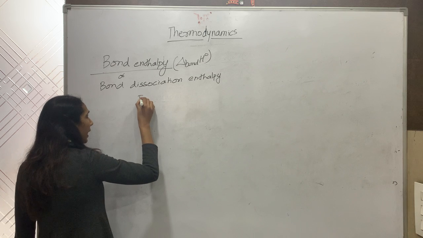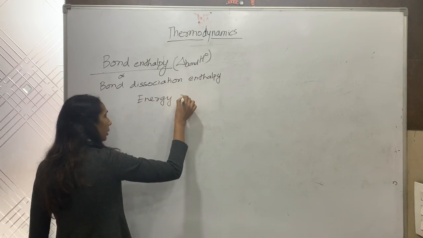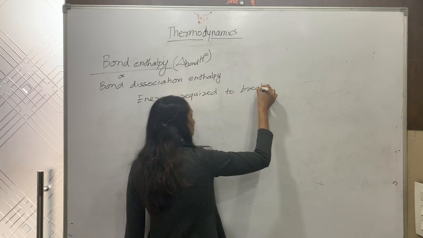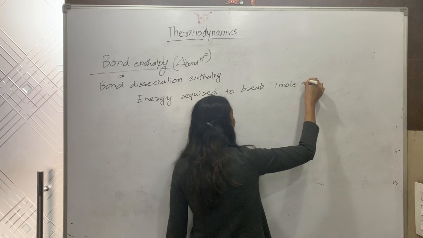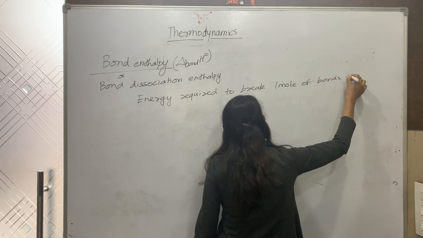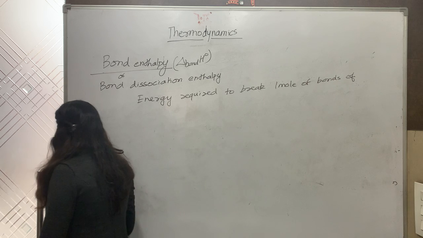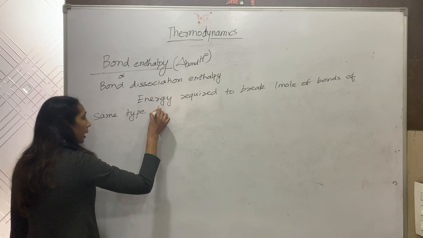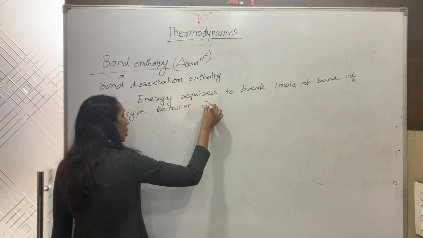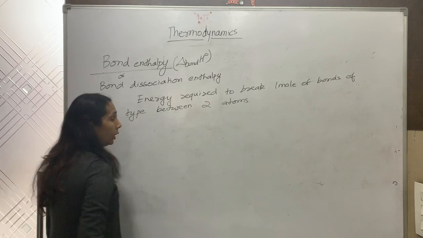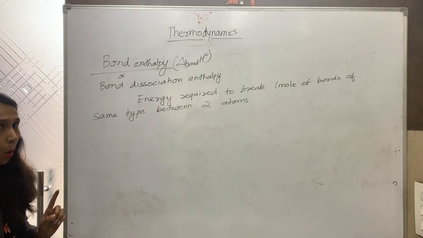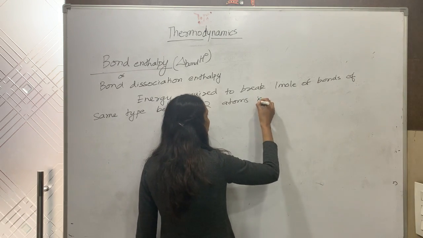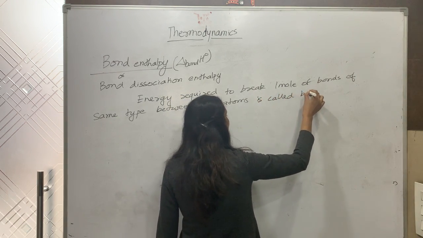What is it? Energy required to break 1 mole of bonds of the same type between 2 atoms. Remember, how many bonds do I have to break? 1 mole of bonds between 2 atoms is called bond enthalpy.